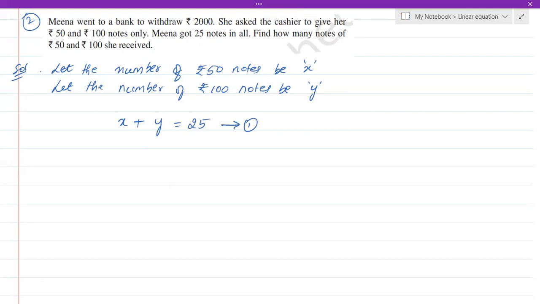2000, isn't it? She has 50 rupees. How many 50 rupees notes does she have? X. So what will be the total value of it? Let's multiply. X into 50 will become 50x.